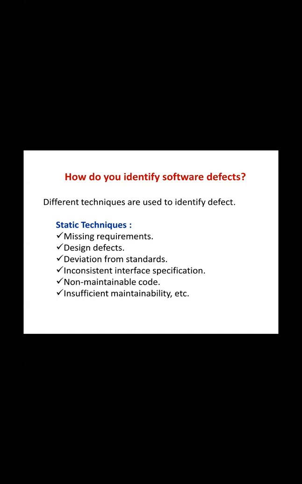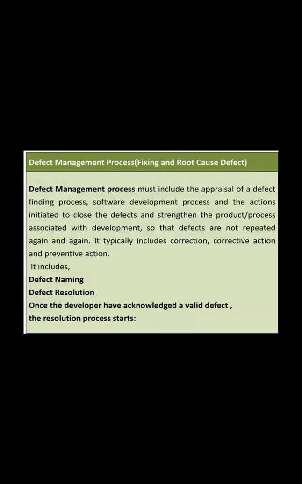And how can we identify the software defects? Different techniques are used to identify the defects. We can make use of static techniques, like missing statements, missing requirements, design defects, deviation from standards, inconsistent interface, non-maintainable code, insufficient maintainability. So these are the major causes of identifying the defects. In the defect management process, once you identify the defects, you need to manage the defects in such a way that they can be easily eliminated.